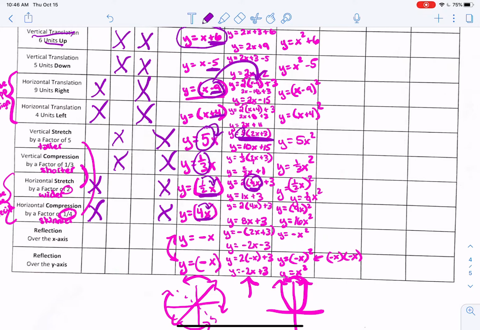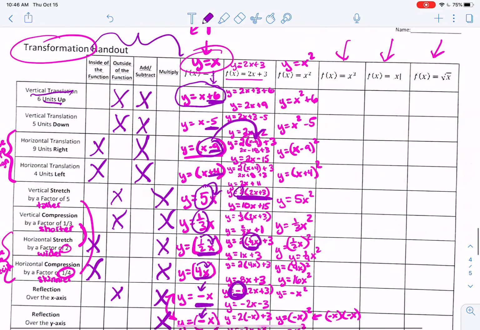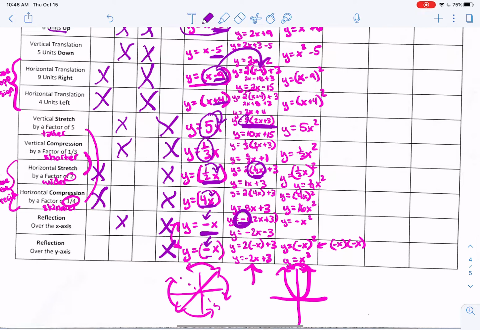Now, reflection over the x-axis and y-axis, are we adding and subtracting, or are we multiplying? By plugging that negative in there, we technically are multiplying, and we're multiplying by a -1. When it's a reflection over the x-axis, this negative is just on the outside of the function. So it goes right here. Is that outside? Yep, that's outside. Inside the function is the parentheses when we actually plug the negative inside of the equation, and that goes there, okay?